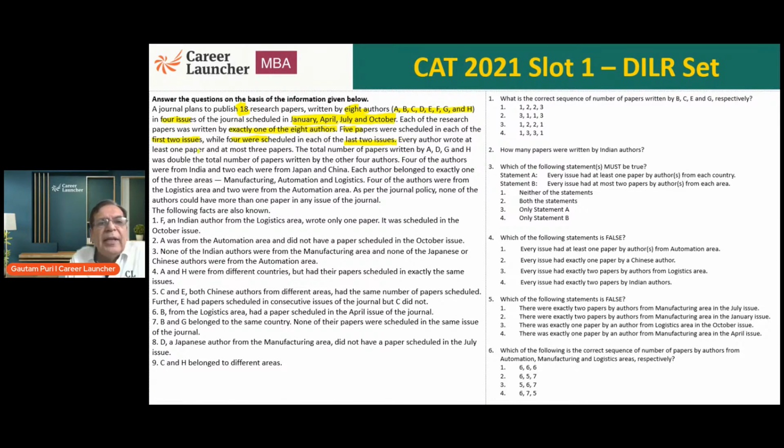Every author wrote at least 1 paper and at most 3 papers. Okay? So every author wrote at least 1 and at most 3 papers. So what do we have here so far? So far we know there are 8 authors A, B, C, D, E, F, G, H. Okay? Each of them has written 1 or 2 or 3 papers, because it says at least 1 and at most 3 papers.